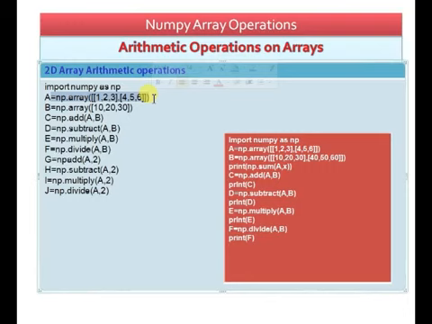In the first row the values are 1 2 3 and in the second row the values are 4 5 6. B is equal to np.array 10 20 30. B is containing only one row: 10, 20 and 30. The next line is C equal to np.add a comma b.